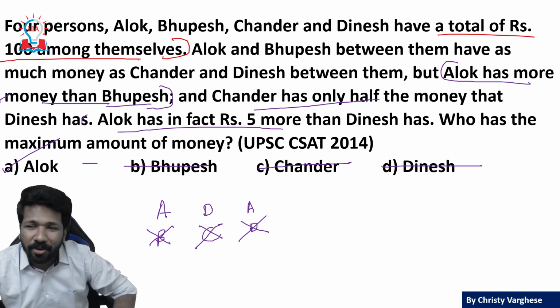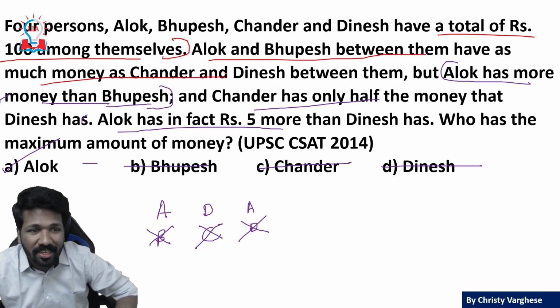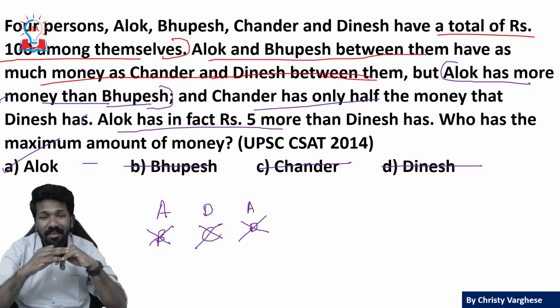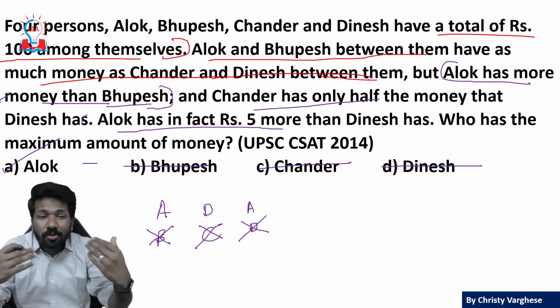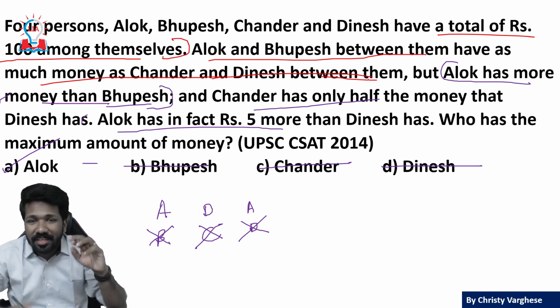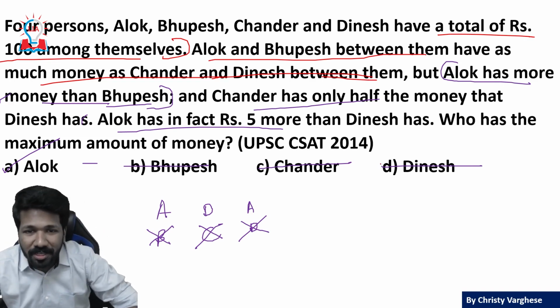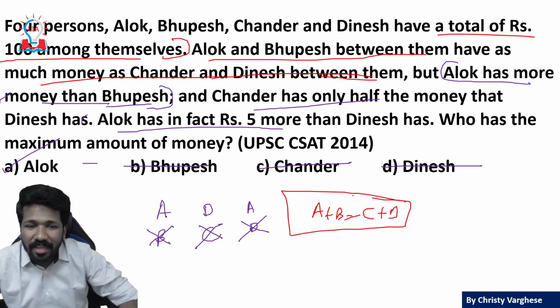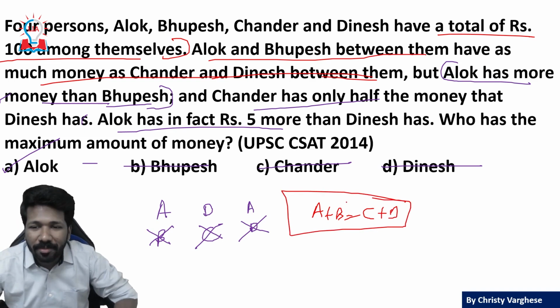This 100 rupee total, we haven't used it to get the answer. And this sentence especially, if you get trapped in it, you will waste a lot of time and you may not even be able to proceed with the question. Alok and Bhupesh have as much money as Chandar and Dinesh. Alok plus Bhupesh is equal to Chandar plus Dinesh. This statement is not needed to find who has the maximum amount.